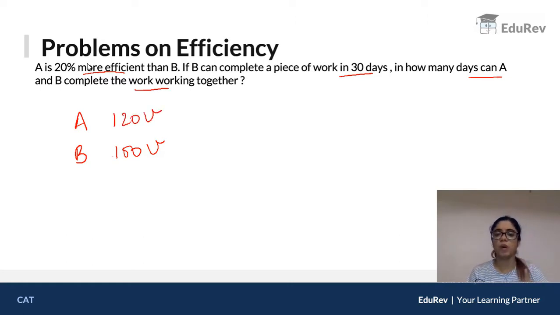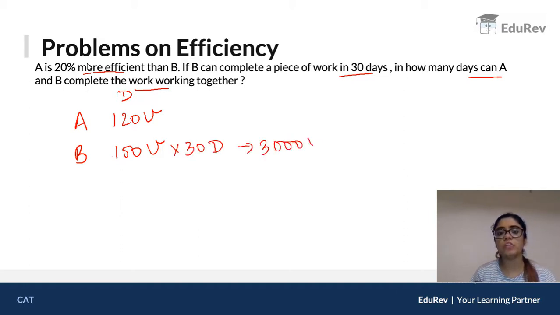So if you take it as 1, A will do 1.2, not a problem. So this is the number of units done by them in one day. If B can complete the piece of work in 30 days, so if B does 100 units in one day, if he works for 30 days, he is going to do 3000 units. But we know he completes the work, so this is your total work. In how many days can A and B together complete the work?